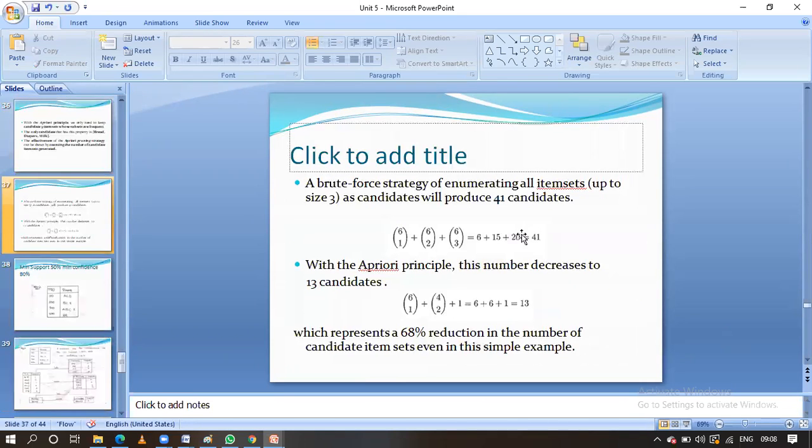Overall we can get 41, and 41 reduced to 13 is a reduction of about 68%. Normally, without the Apriori principle, we have to go for 41, that is 6 plus 15 plus 20. But with the help of the Apriori principle, we reduce that to only 13 candidates: first item set 6, second item set 6, and the third item set only 1. In this way we have reduced the candidates by about 68%. Understand?